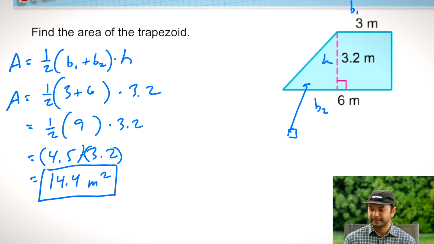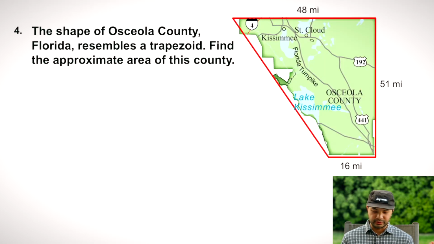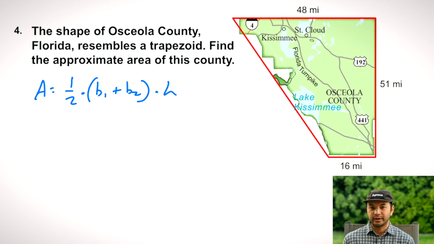That's what area means. Okay, the shape of Osceola County, Florida resembles a trapezoid. Find the approximate area of the county. So it's not going to be the exact area, but about what is it going to be. So first of all, I'm going to write what the formula is. So 1/2 base 1 plus base 2 times height. Then I'm going to figure out what each part is. So the bases are parallel to each other. So this line here and this line here, those do not look parallel. This does. So I'm going to say base 1 is 48 and base 2 is 16.